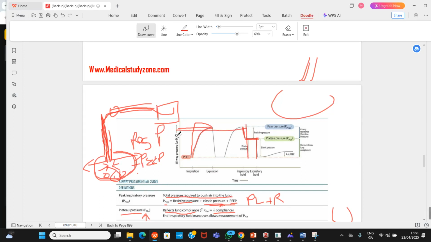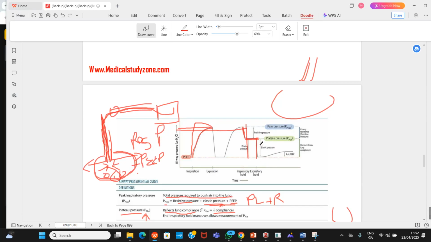And don't forget, plateau pressure is the sum of what? PEEP and elastic pressure. So PEEP plus elastic pressure plus resistive pressure all total equal to what? To the PIP. So if they give us in the exam and they are labeling the part, what is the pressure between this part and this part? PIP. What is the pressure between this part and this part? Resistive pressure. What is the pressure between this part and this part? That is your elastic pressure.